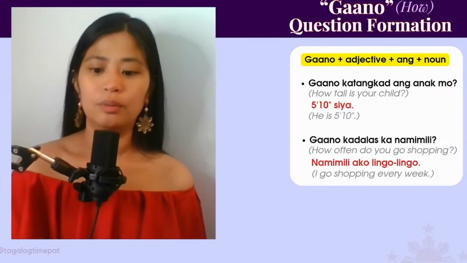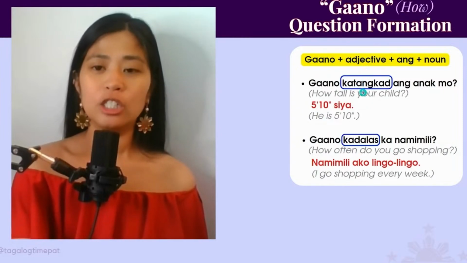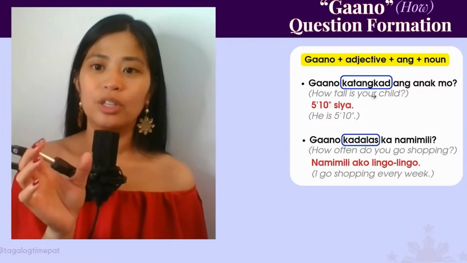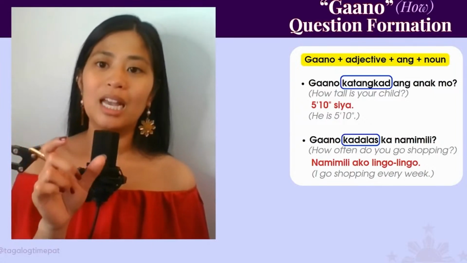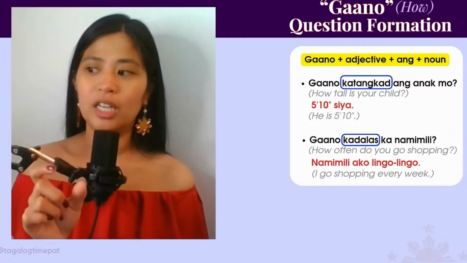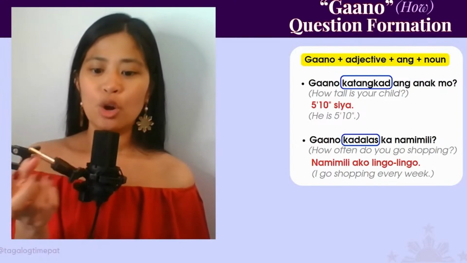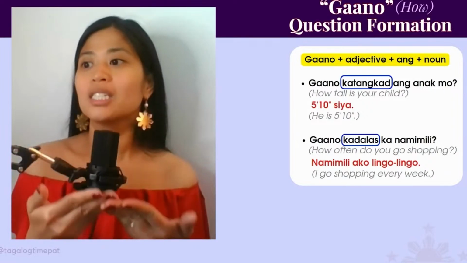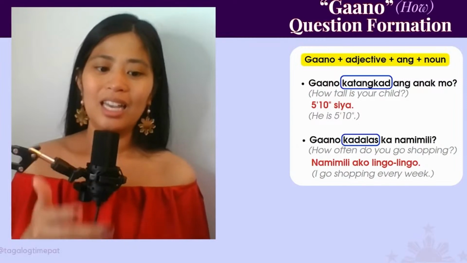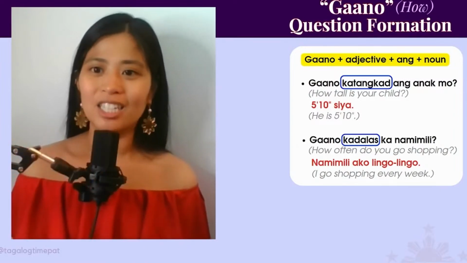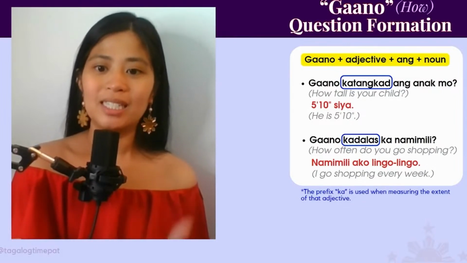So I want to point out that when it says to use an adjective, we're actually using the adjective with a ka prefix. So technically the adjective is matangkad, tall. But when we're using it in a gaano question, we have to use the ka prefix, katangkad. Gaano katangkad ang anak mo? And the ka prefix is a way to show the quality of something. It's asking about the characteristic of that adjective. It's a little interesting. So when we're asking gaano katangkad, it's like asking about that person's height. So yes, again, the prefix ka is used when measuring the extent of that adjective.